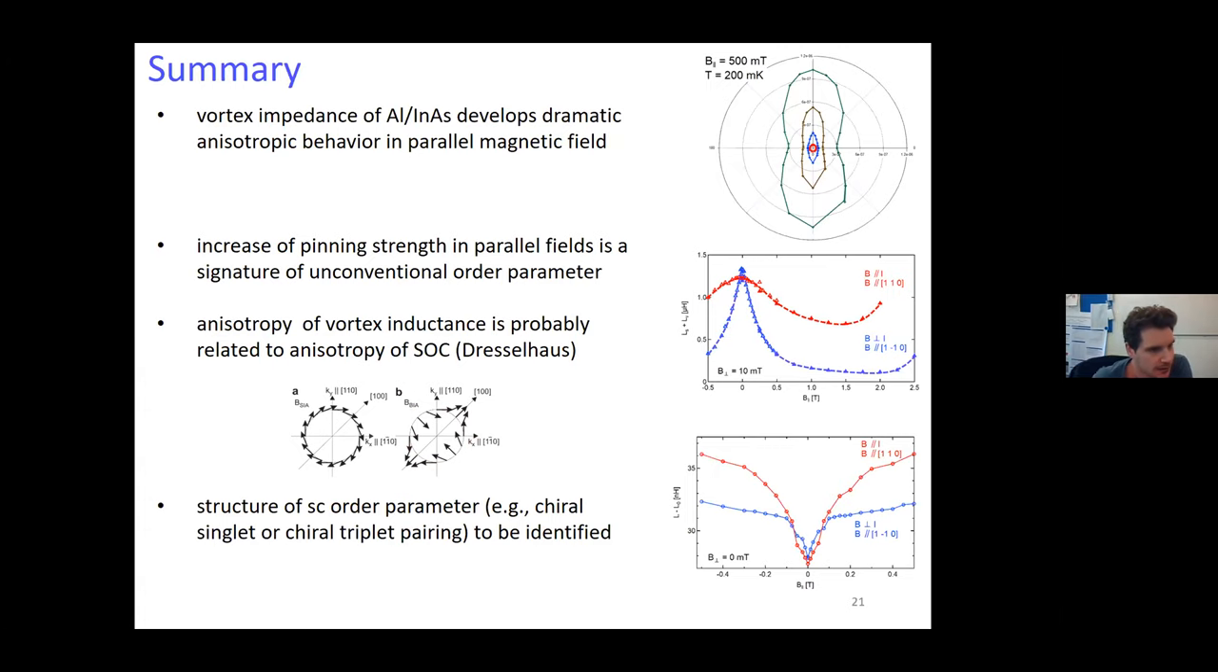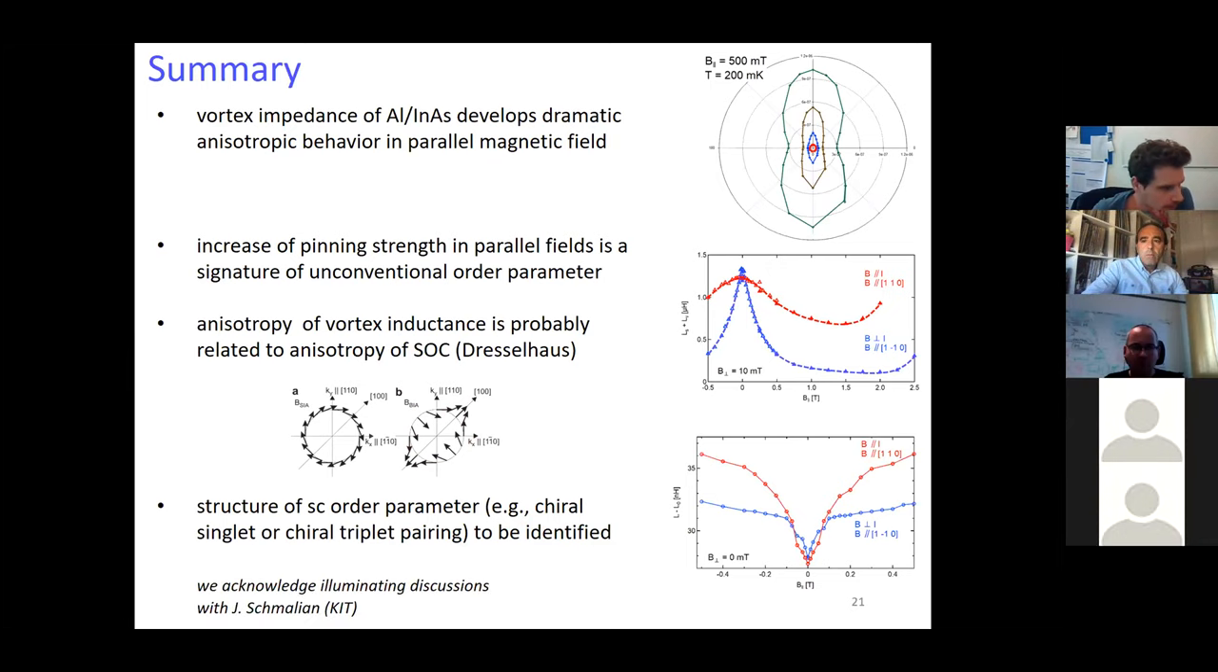needs to be identified. And we acknowledge the discussions with Jörg Schmalian from KIT, who made us clearer the effects of spin orbit coupling on superconductivity. So with this, I'm at the end and open for some of the questions.